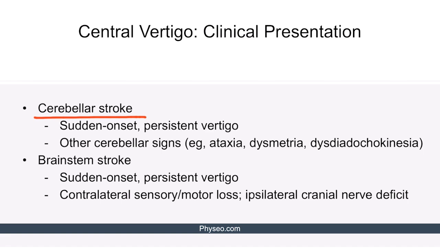Dysdiadochokinesia, on the other hand, is inability to perform rapid alternating movements. Similarly, the brainstem stroke also causes sudden onset, persistent vertigo. It is also characterized by contralateral sensory or motor loss, depending on whether the lateral or medial part of the brainstem is infarcted. Ipsilateral cranial nerve deficit occurs due to damage to the cranial nerve nucleus.